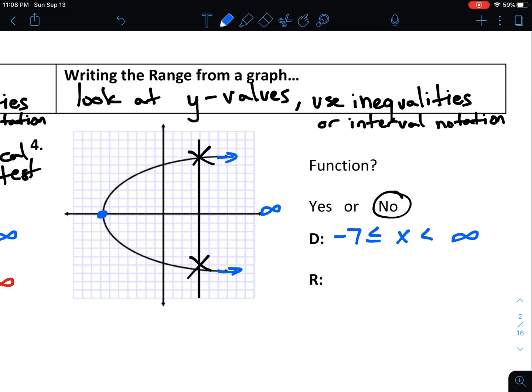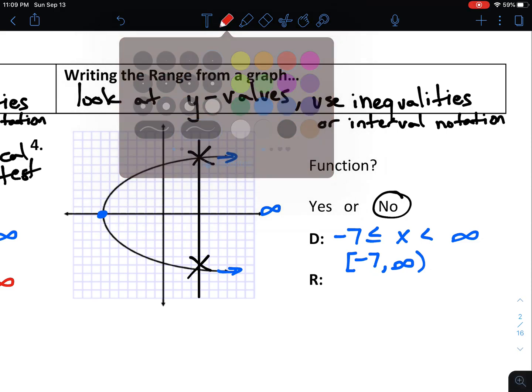Notice that with the negative 7, I use greater than or equal to because there is a point at negative 7. There's not a point at infinity. Infinity is not a point. We will never include infinity, so we would just use a less than sign. For interval notation, we would also make it a little different. The negative 7, rather than having a parentheses, would have a square bracket, whereas the infinity sign, since it's not included, would have a parentheses.